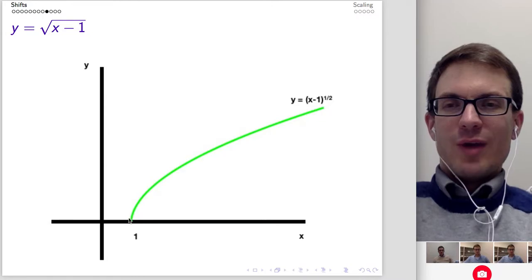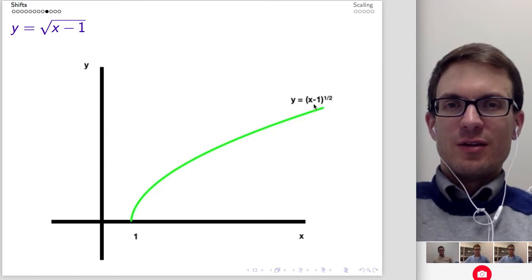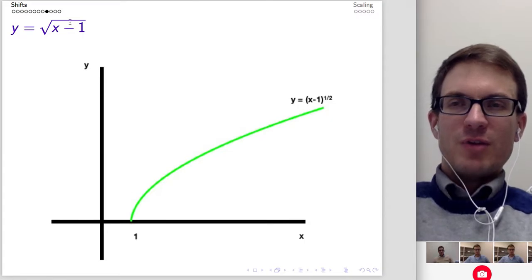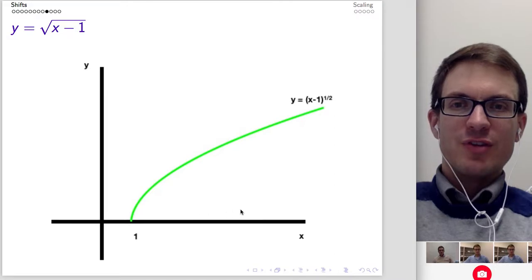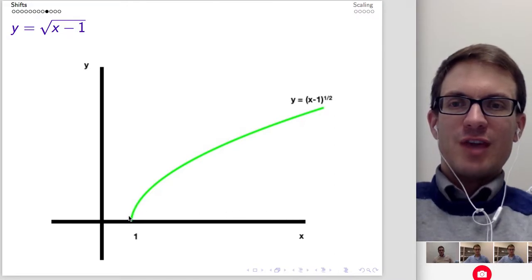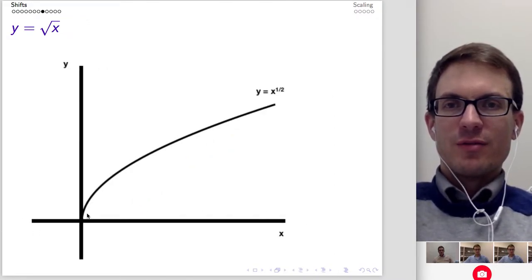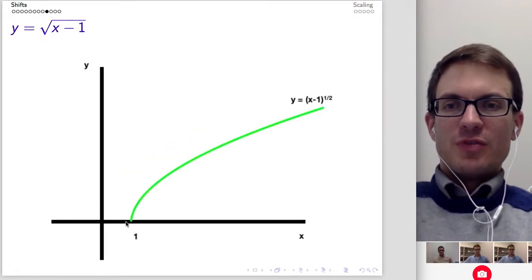When x is equal to 1, then we have 1 minus 1 is 0, square root of 0 is 0. When x is equal to 1, y is 0, right? If I'm deducting 1 from every input, I have to work that much harder in the sense of going down this axis to be able to get the same level of output as I got over here, right? That's what's going on here.